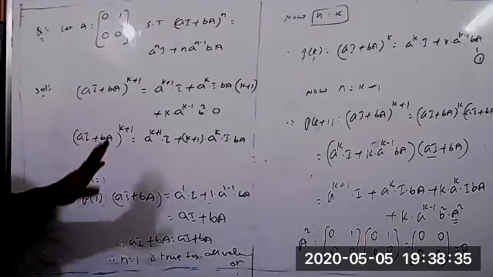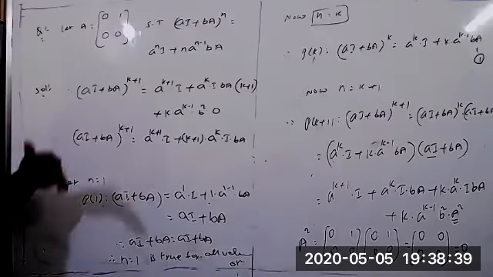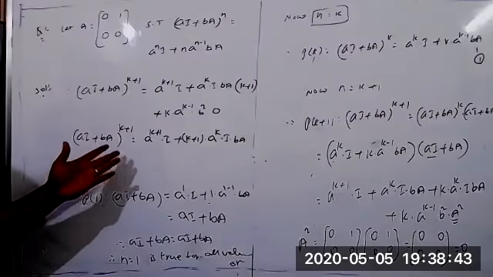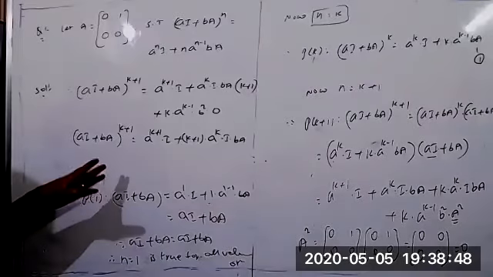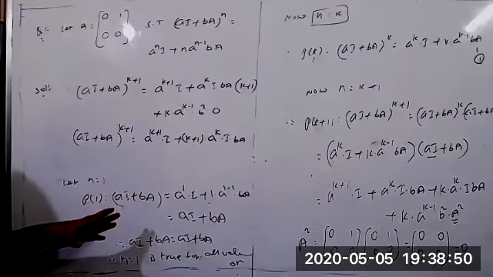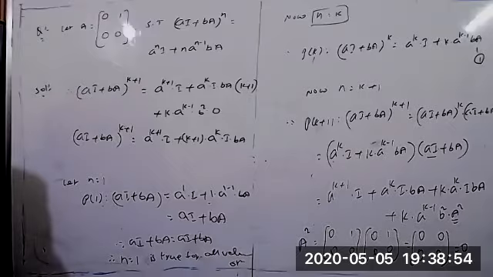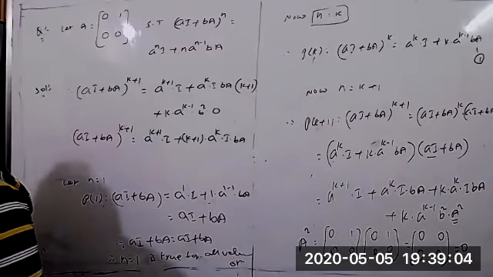N equal to 1, N equal to K, N equal to K plus 1. That's all. So all three conditions will be satisfied. Directly you can write now. N equal to K plus 1, therefore I can write: N equal to K plus 1 is also true for all values. Hence, by the principle of mathematical induction, (A plus B) to the power N equals A to the power N plus N into A to the power N minus 1 into B. The same condition you can write. Next problem you can write now.